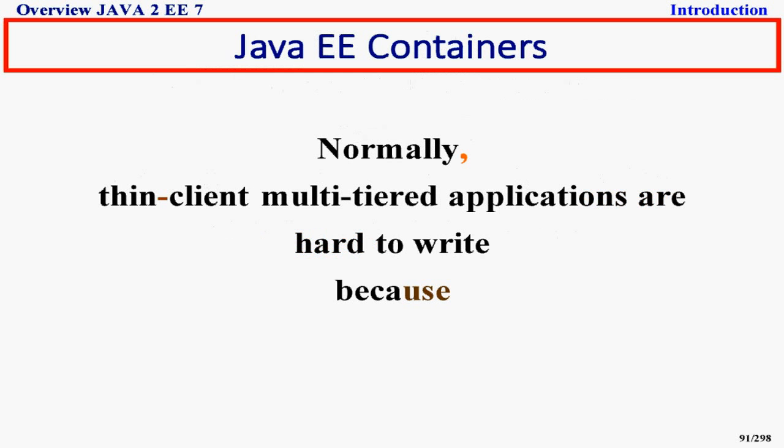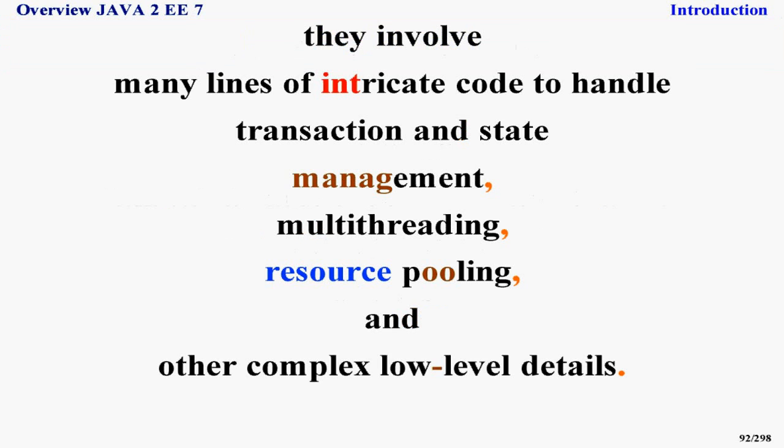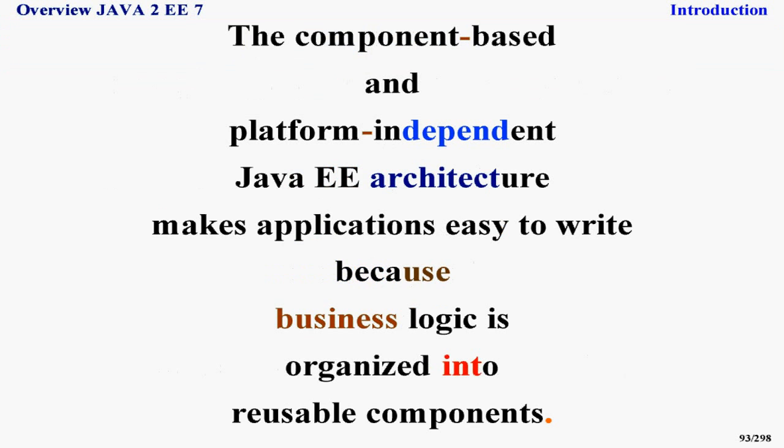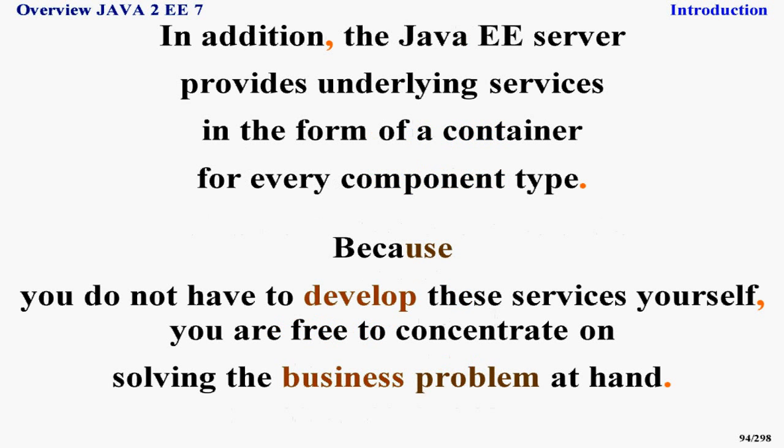Java EE containers. Normally, thin client multi-tiered applications are hard to write because they involve many lines of intricate code to handle transaction and state management, multi-threading, resource pooling, and other complex low-level details. The component-based and platform-independent Java EE architecture makes applications easy to write because business logic is organized into reusable components. In addition, the Java EE server provides underlying services in the form of a container for every component type. Because you do not have to develop these services yourself, you are free to concentrate on solving the business problem at hand.